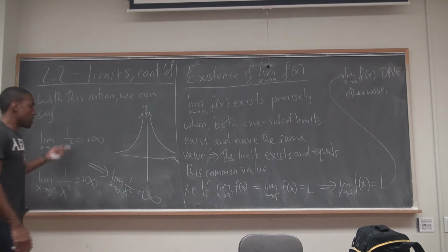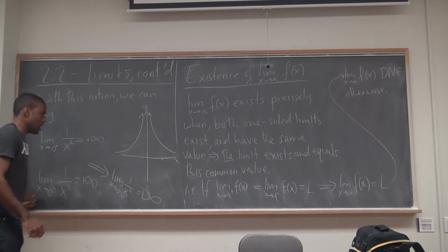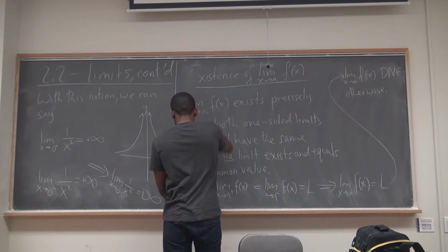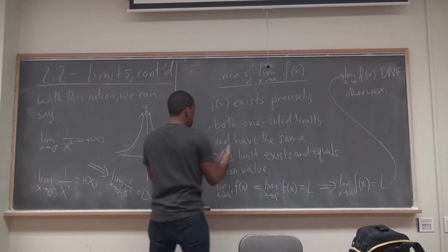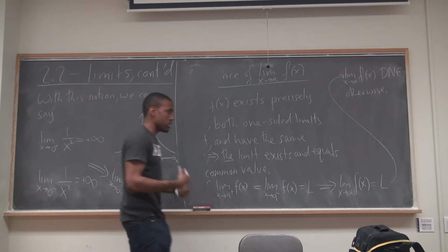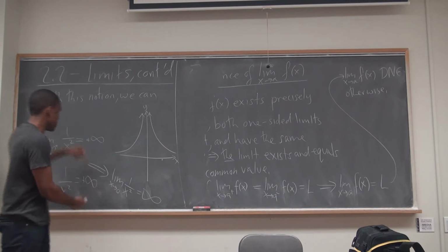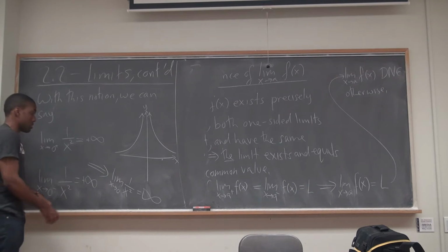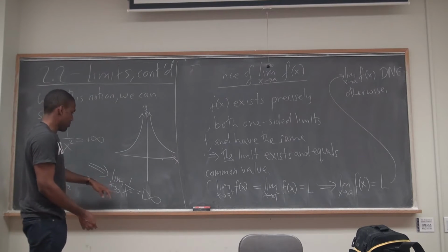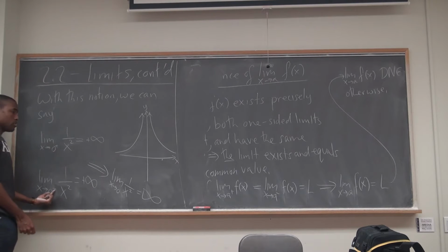For 1 over x, this didn't work because the right side went in one direction, the other side went in the opposite direction. So there's a notion of one-sided limits. You come from the right or the left. These must agree for you to be able to say the overall limit has an answer, and you define it to be that common answer, whatever it is. So plus means coming from the right, minus means coming from the left.